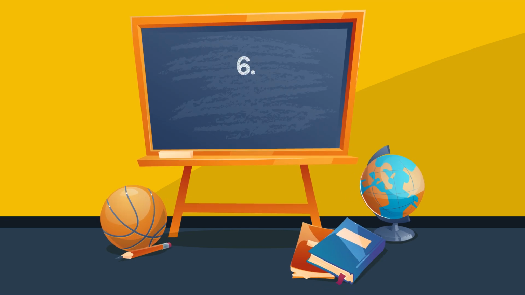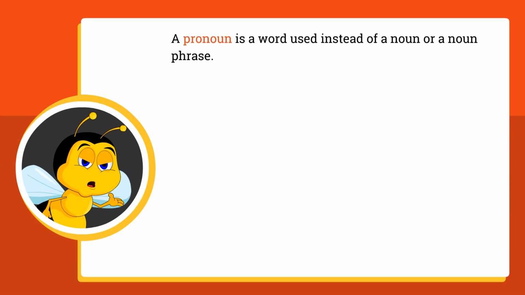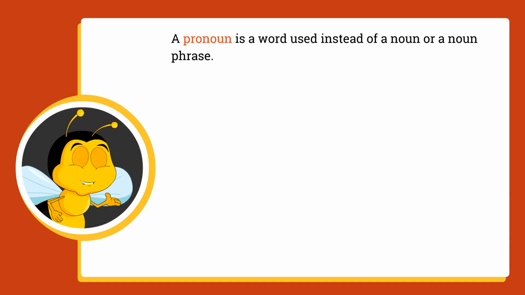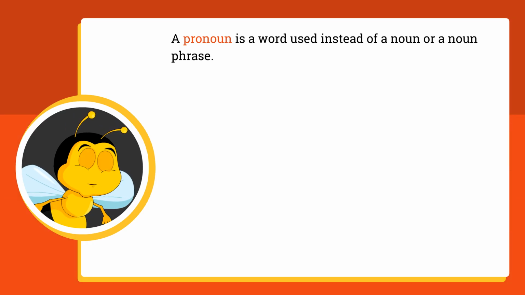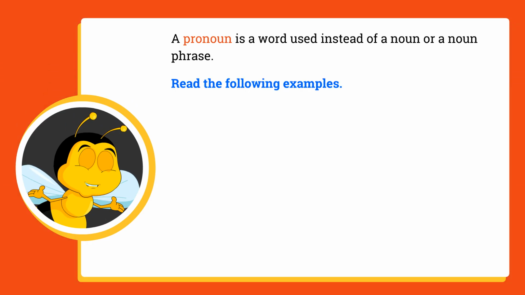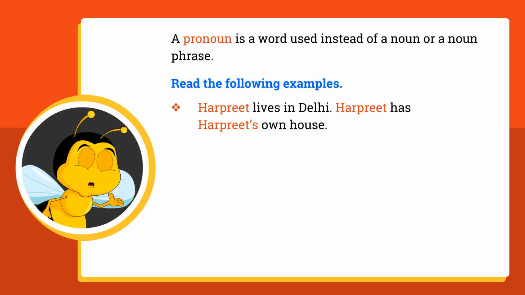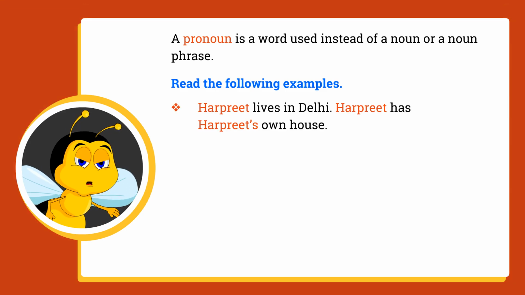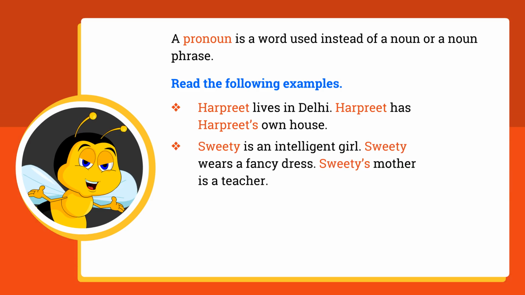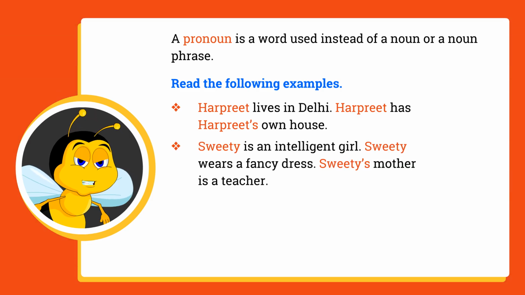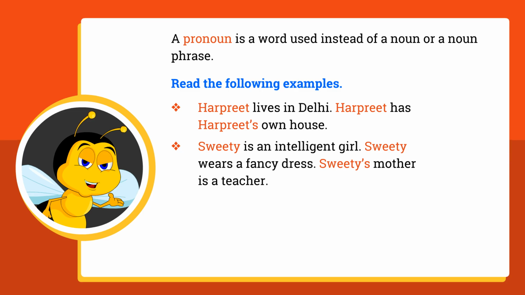Chapter 6, Pronoun Kinds. A pronoun is a word used instead of a noun or a noun phrase. Read the following examples. Harpreet lives in Delhi. Harpreet has Harpreet's own house. Sweetie is an intelligent girl. Sweetie wears a fancy dress. Sweetie's mother is a teacher.